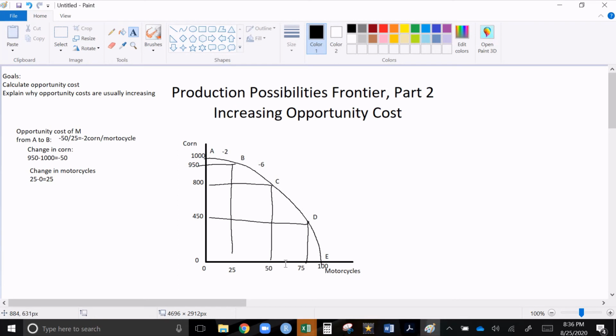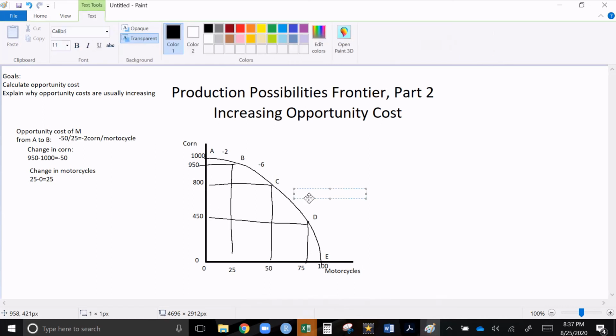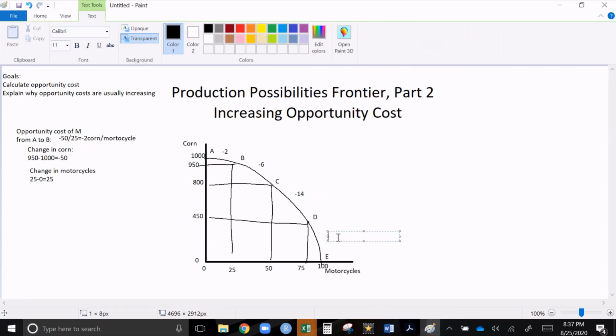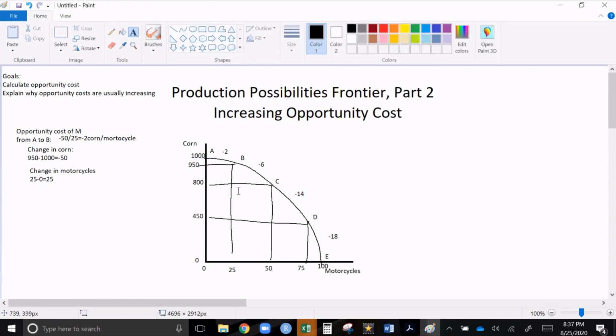75 minus 50 is 25. So minus 350 divided by 25 is minus 14. And from D to E, corn falls by 450. Minus 450 over 25 is 18. All right, and so we get this opportunity cost from A to B is minus 2, from B to C is minus 6, from C to D is 14, from D to E is minus 18.